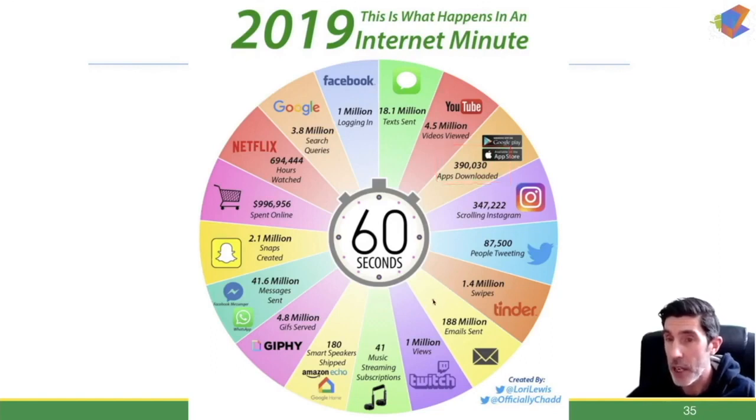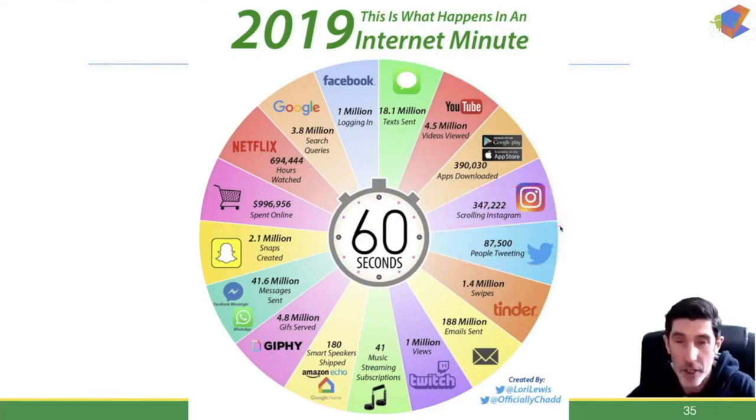And if we look at Giphy, and the messages with Facebook Messenger and WhatsApp, 41.6 million messages in the space of 60 seconds. Another one there: 1.4 million swipes on Tinder. A lot of people not happy. Tweets, nearly 90,000 tweets, and then Instagram, 347,000.